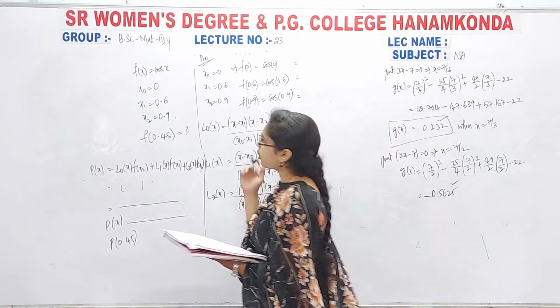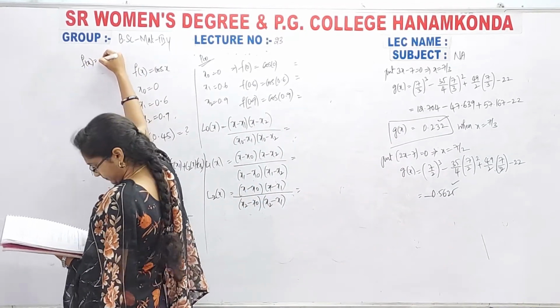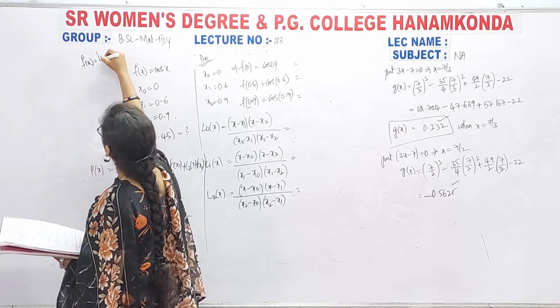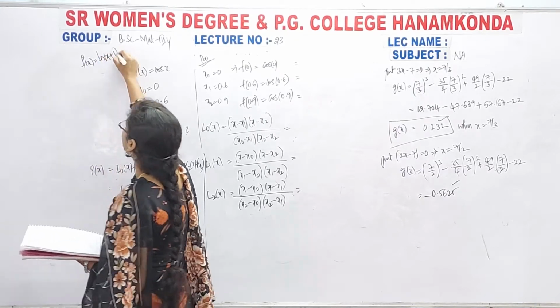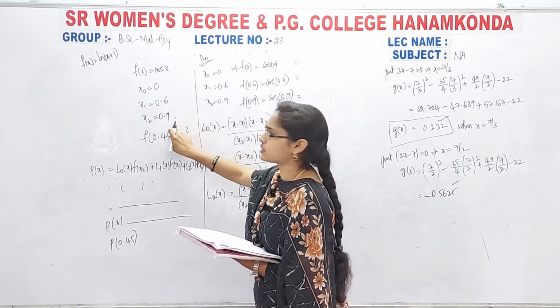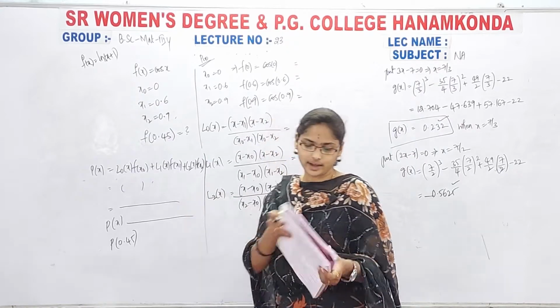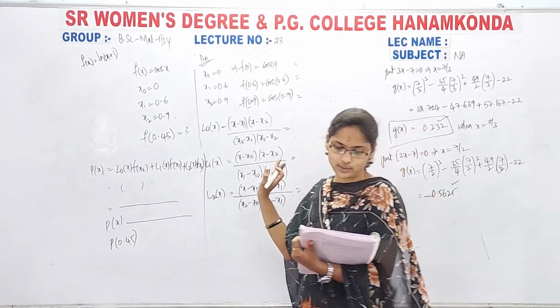Next you have another problem also, that is f of x is equal to ln of x plus 1. Same procedure, same values x0, x1, x2. Next you have to calculate all these values and L0, L1, L2 and so on, directly.